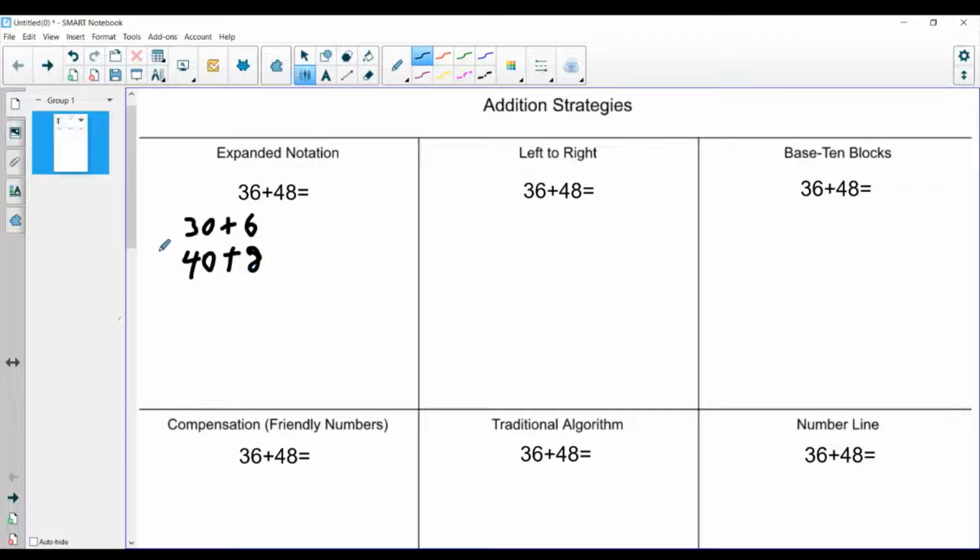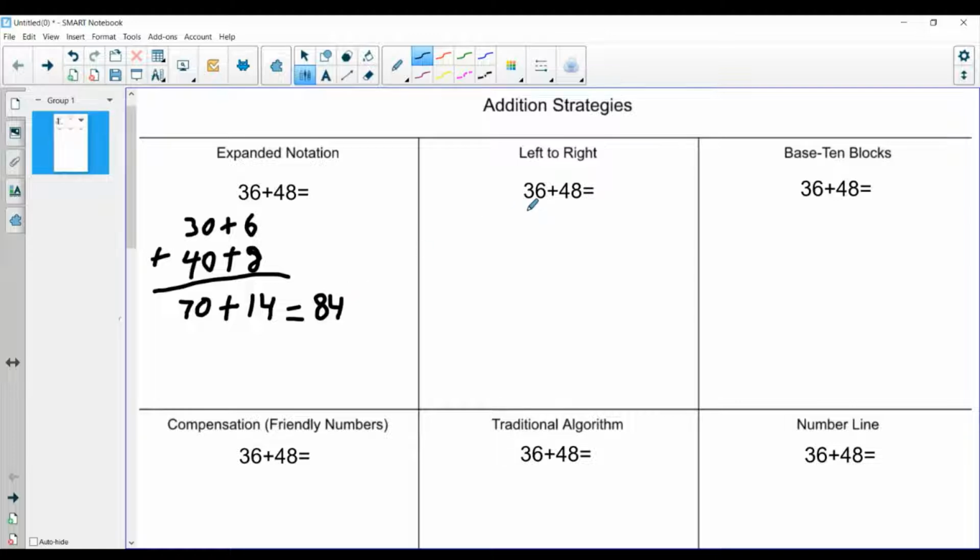The next thing I'm going to do is add my tens and my ones. 30 plus 40 is equal to 70. 6 plus 8 is equal to 14. My last step is to add 70 plus 14, which is equal to 84. So 36 plus 48 is equal to 84.